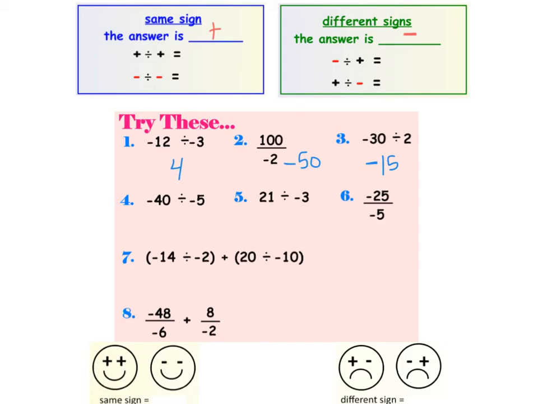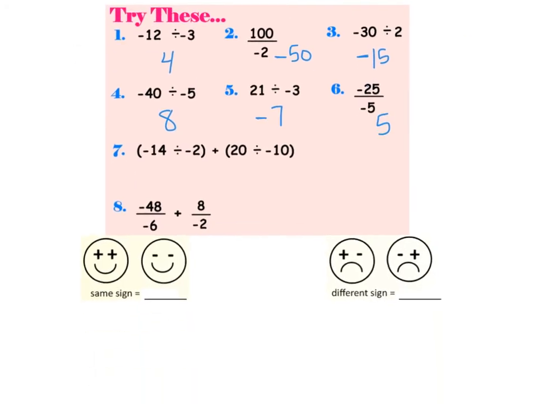All right, so hopefully you paused and gave them a try. In number 4, you have two negative numbers, so your answer will be positive, and 40 divided by 5 gives you a positive 8. Number 5, different signs, so you have a negative. 21 divided by 3 is 7. In number 6, same sign, both are negative, so you get a positive answer, and 25 divided by 5 is 5. Now, number 7 and 8, we added a little order of operations stuff here.